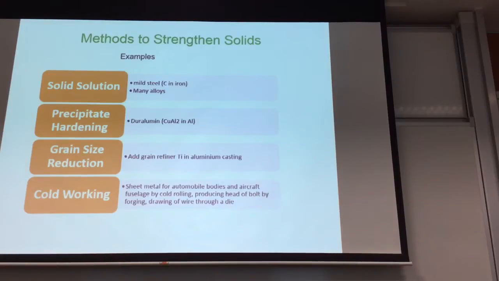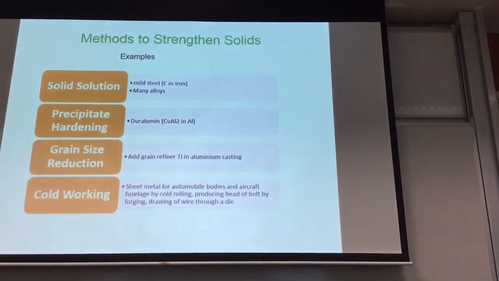Grain size is like the boundary of your classroom here. Imagine you have more boundaries, more classrooms, it's more difficult for you to go from one side to the other. So the grain boundaries are barriers to dislocation movement, therefore if you reduce the grain size, you increase the number of boundaries, so you can also strengthen your solids.